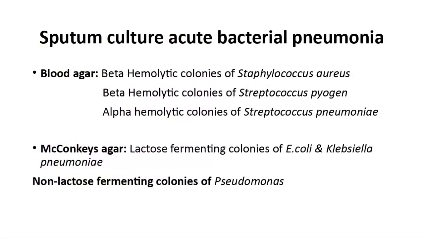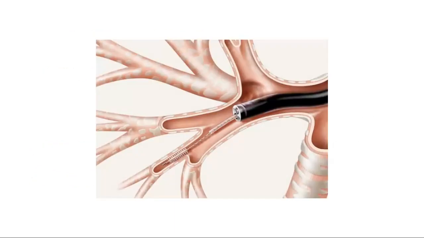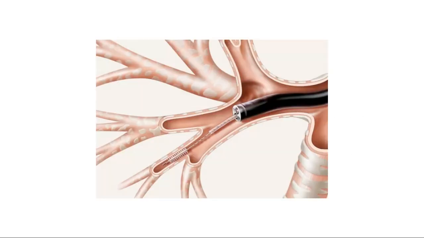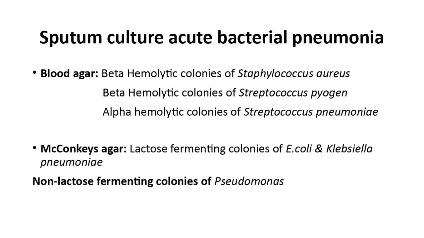Now again, this is just a reminder for the technique. When you perform the sputum culture for bacterial pneumonia, after bronchoscopy you have the sputum and the aspirates from the bronchoscopy. When you perform the culture on blood agar as well as MacConkey agar, you will find hemolytic colonies, beta hemolytic colonies.